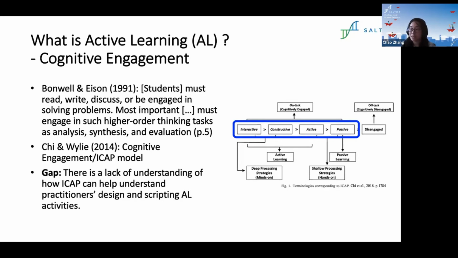So it's a different kind of levels of engagement with the learning material that leads to different levels of learning outcomes. And it really looks like a promising model for practitioners and also for researchers to explore together, to see how that is going to help the practices and further help our students' learning.